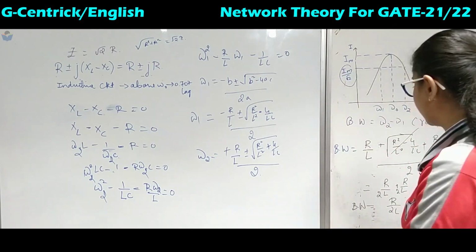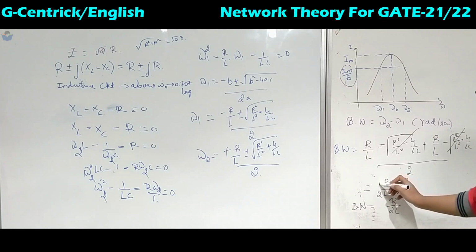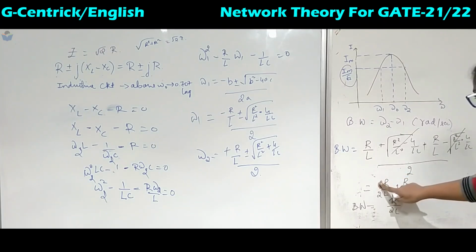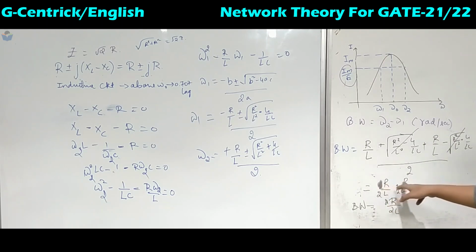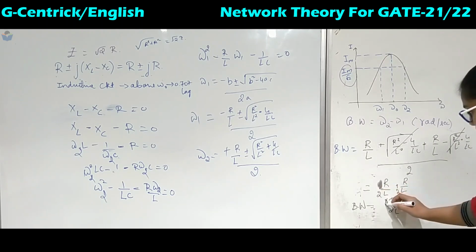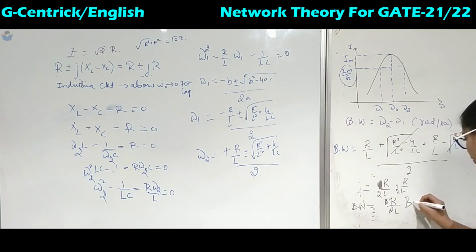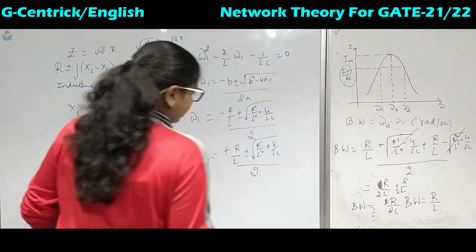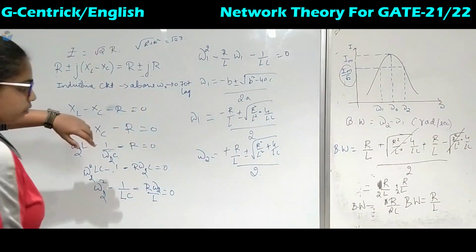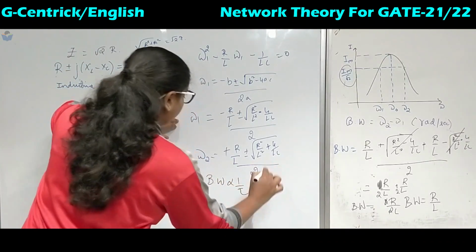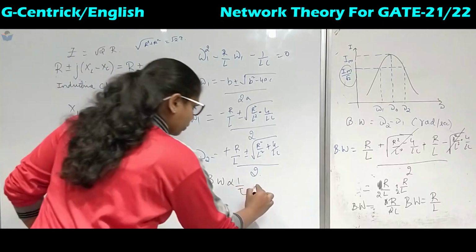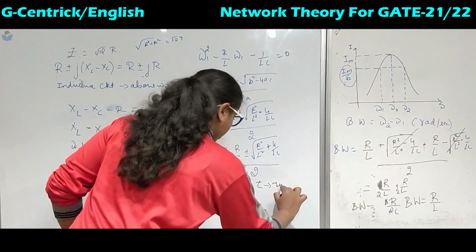Okay, so here is one mistake. We have to take 2R, not here, over here. That is because when you take LCM, these two will be added. So this bandwidth will be equal to R by L. So when bandwidth is equal to R by L, in control systems we have studied that bandwidth is inversely proportional to tau, where tau is nothing but the time constant.